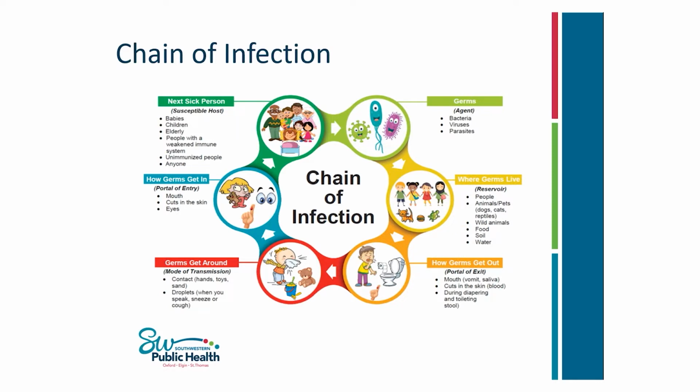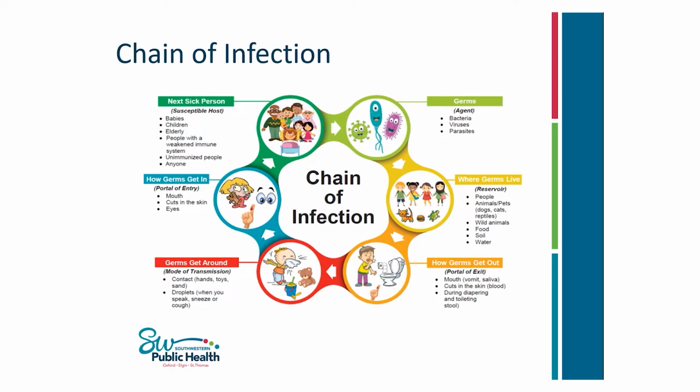Then we've got the fourth link, which is how our germs get around, or we call that the mode of transmission. And so we move those germs from room to room, from floor to floor on our own hands. Those germs can be spread through coughing, sneezing, through droplets, and through air currents, which is why we've been talking a lot about air ventilation and filtration.